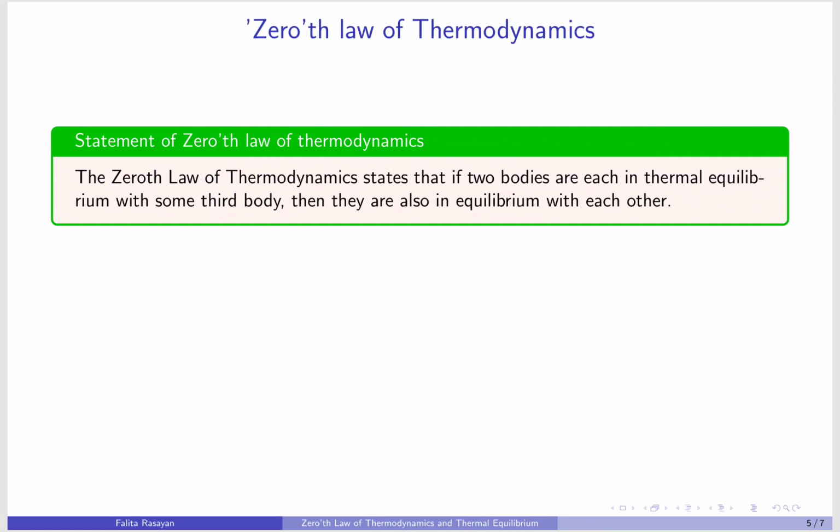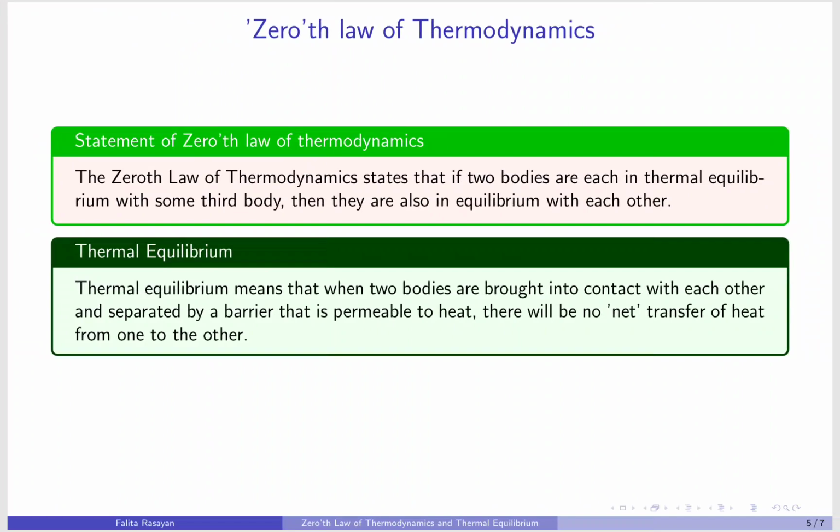Now, keeping in mind the steady state and thermodynamic equilibrium, let us discuss what the zeroth law of thermodynamics is. The zeroth law of thermodynamics states that if two bodies are each in thermal equilibrium with some third body, then they are also in thermal equilibrium with each other.